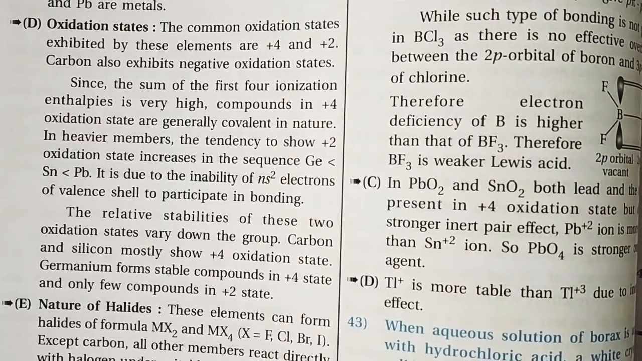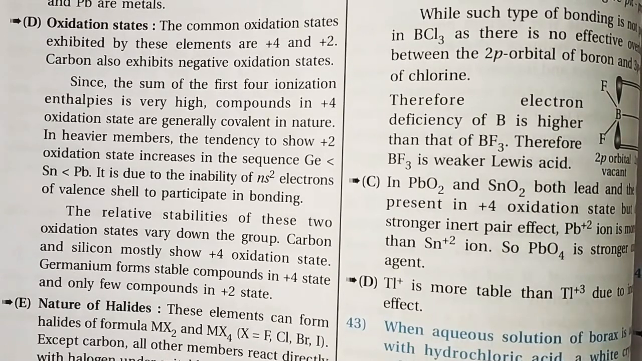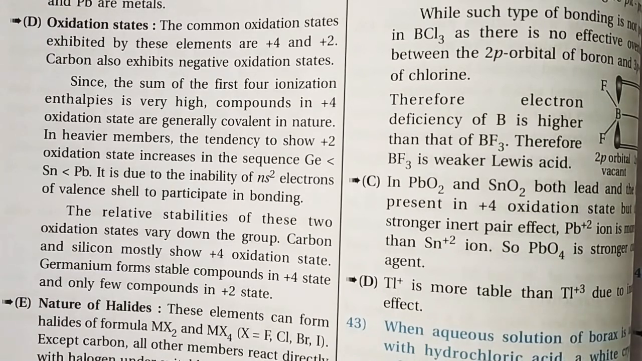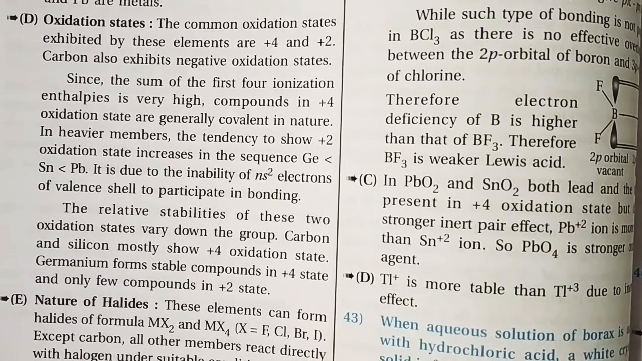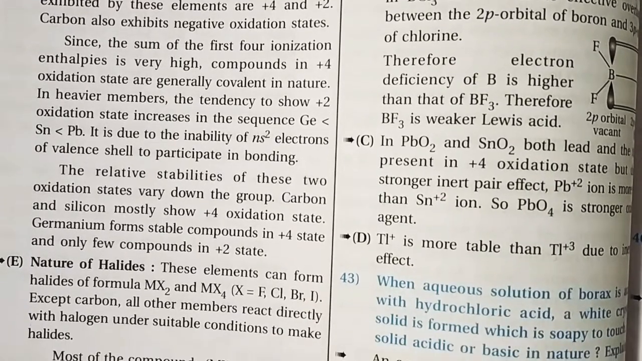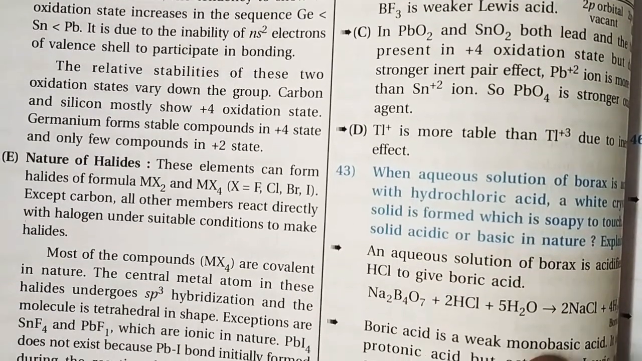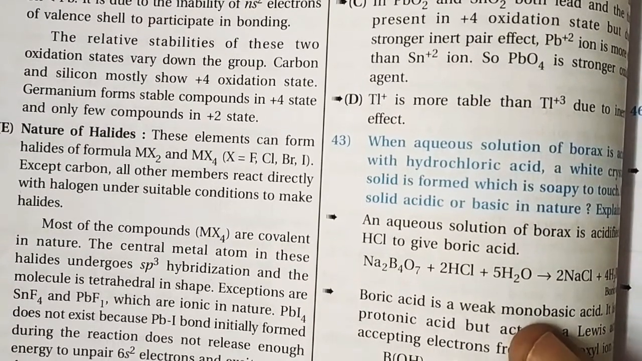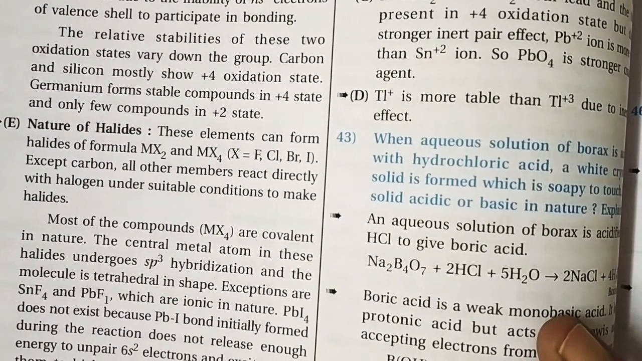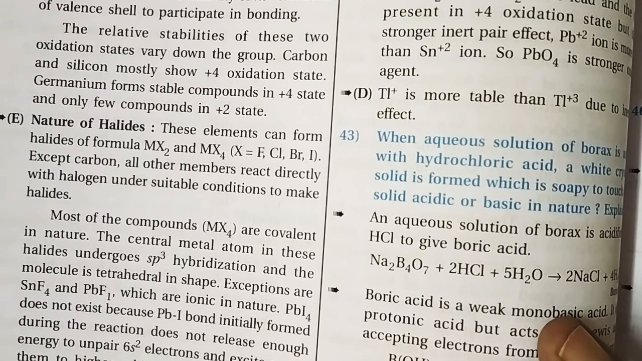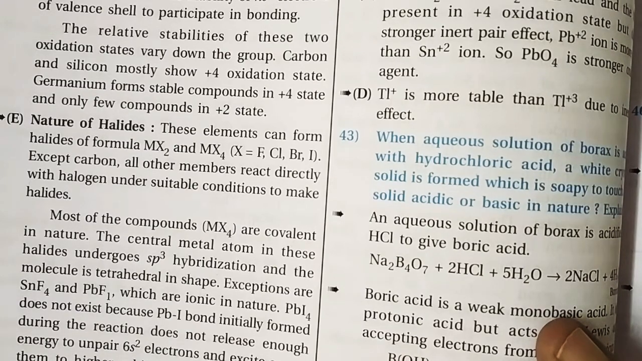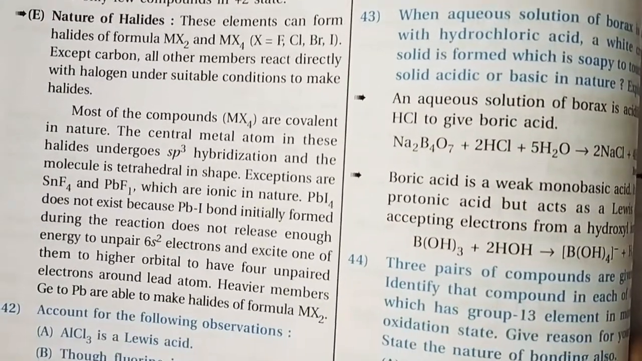Oxidation state. The common oxidation states of this family are +4 and +2. But we know that the sum of the first 4 ionization enthalpies is very high, so compounds in the +4 oxidation state are generally covalent in nature. In heavier members, the tendency to show the +2 oxidation state increases in the sequence germanium to tin to lead due to the inert pair effect. So the relative stability of these 2 oxidation states varies down the group. Carbon and silicon mostly show the +4 oxidation state, and germanium forms stable compounds in the +4 state and only a few compounds in the +2 state.